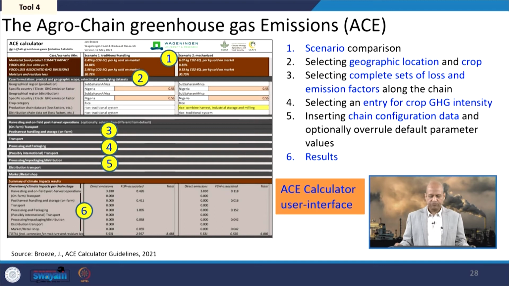So, there is a scenario comparison you can do, basically you can develop different kinds of scenarios. Then the second step is selecting the geographical location and the crop. Then you can go for complete sets of loss and emission factors along the chain, the third step. Then selecting an entry for the crop greenhouse gas intensity, that is the fourth step. In the fifth, you insert chain configuration data and optionally overrule default parameter values manually, and ultimately you get the results, which are quite exhaustive, and you can then take observations, analyze them, and present them in different forms, so that you can have different inferences.